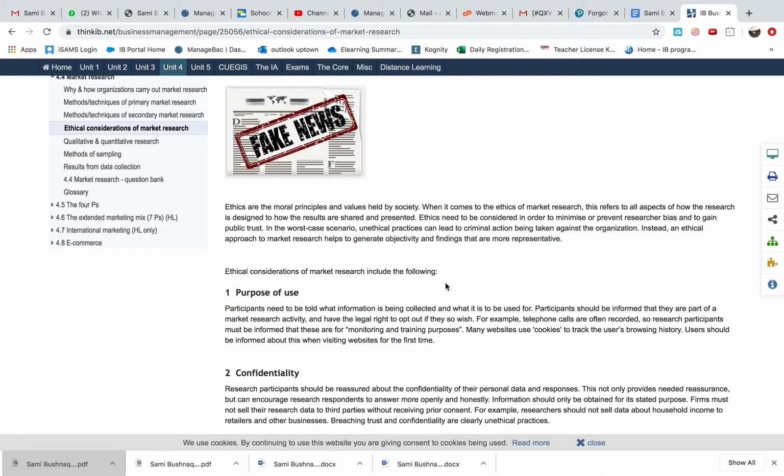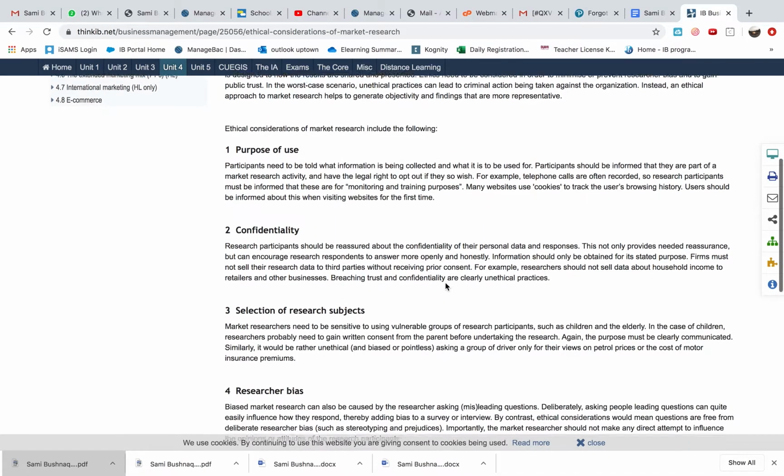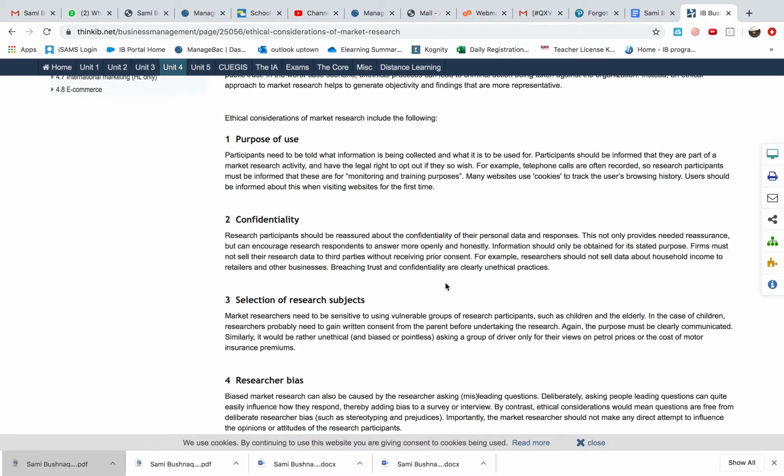The worst case scenario is unethical practices can lead to criminal action taken against the organization. So be careful. If you purposefully try and manipulate people and come up with false information, you can actually get into legal trouble. Ethical considerations of market research include some of the following. The purpose of use. So the participants need to be told what the purpose of the research you're doing on them is for. You can't just blindly ask them questions and then use it for something that they're completely against. For example, telephone calls are often recorded, so the research participants must be informed that we're monitoring you.